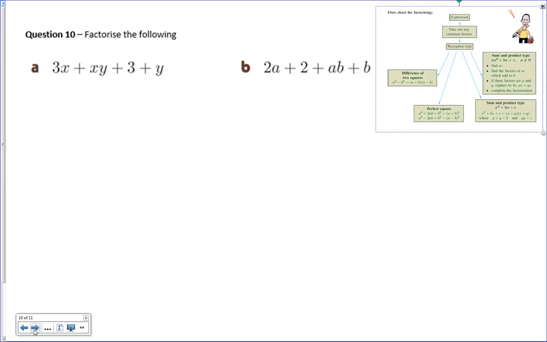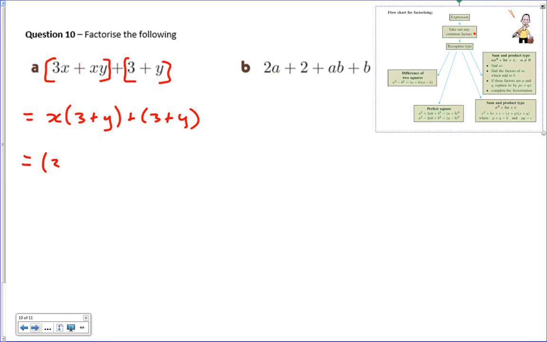Next one, fully factorise. So again, we look at our process. Is there any common factors? Well, there are some common factors here, because if I split my terms up into 2 groups, I can do some factorisation of these. So in this first one here, I can take a common factor out of x, so I get 3 plus y plus 3 plus y. And now I end up with this situation, which I still have a common factor of 3 plus y, and I'm left with x plus 1. And so that now is fully factorised.